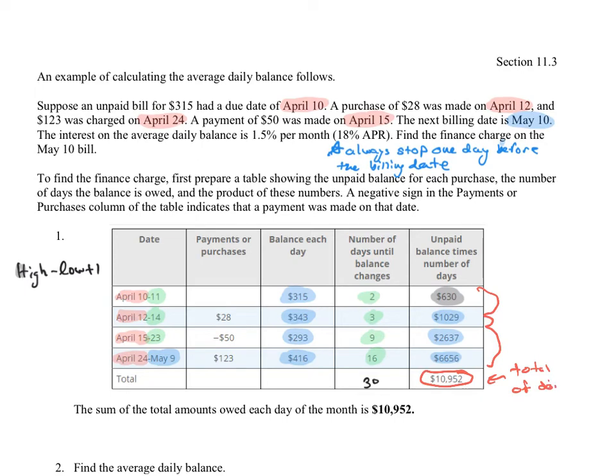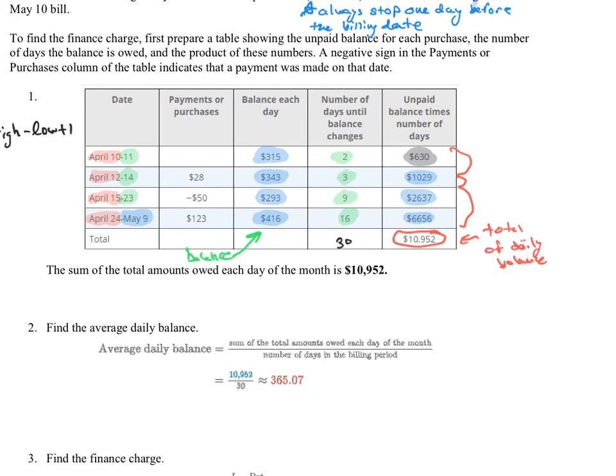But remember, a credit card doesn't use the total of daily balances, and this is most certainly not the balance of my credit card. The current balance of my credit card is right here. It's the $416. That's how much money I actually owe. This $10,000 has nothing to do with what I owe. The $10,000 is the total balance of all 30 days. What I need to use to find the finance charge is the average daily balance.